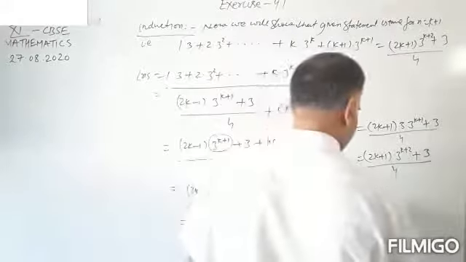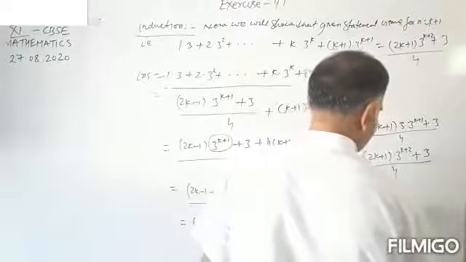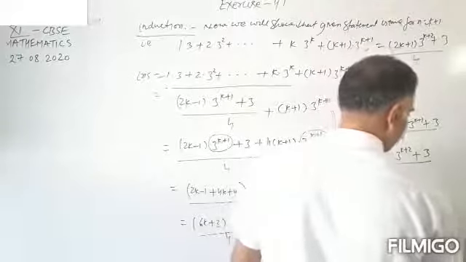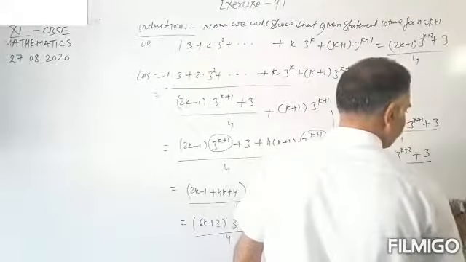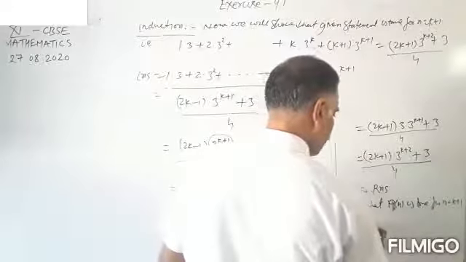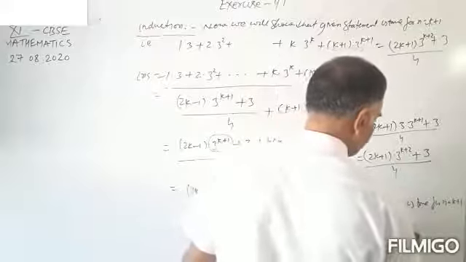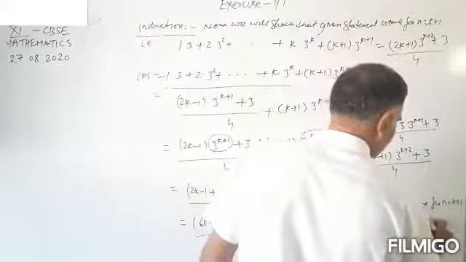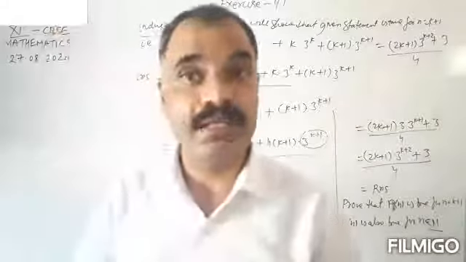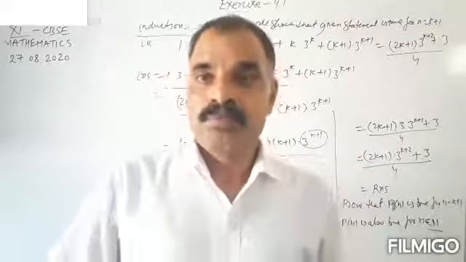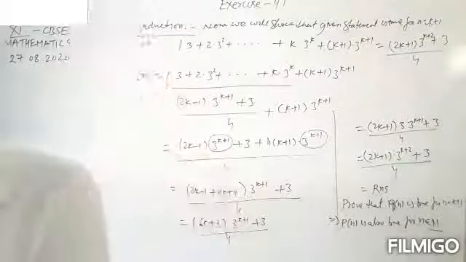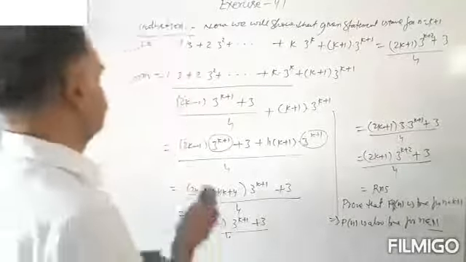So we have proved that the given statement Pn is true for n equals k plus 1. So Pn is also true for n belongs to the set of natural numbers. For all natural numbers, the given statement is true. Okay, now the next question of the exercise 4.1.